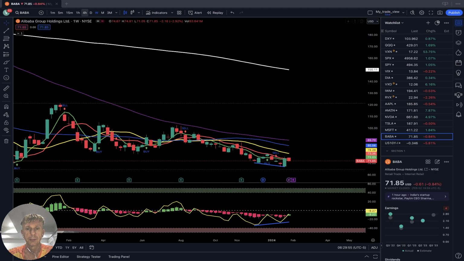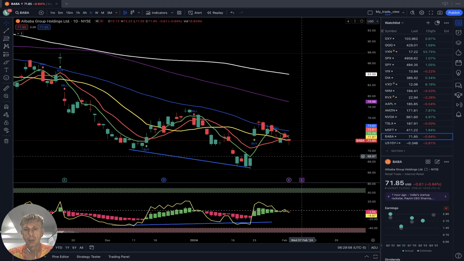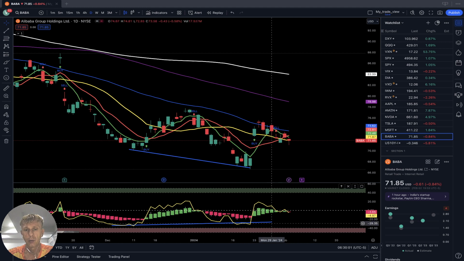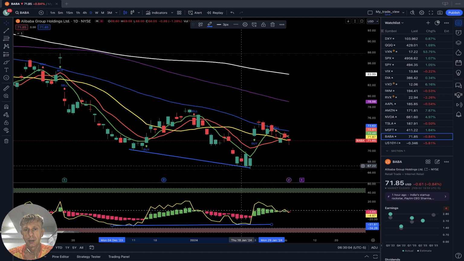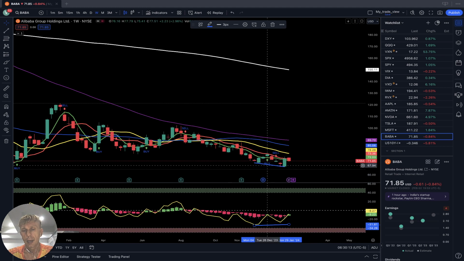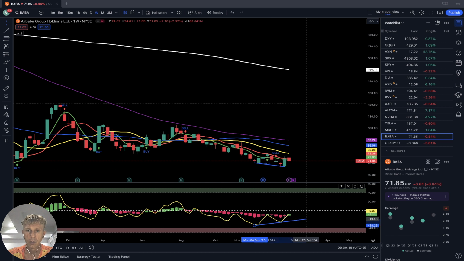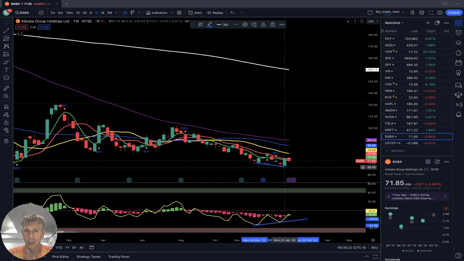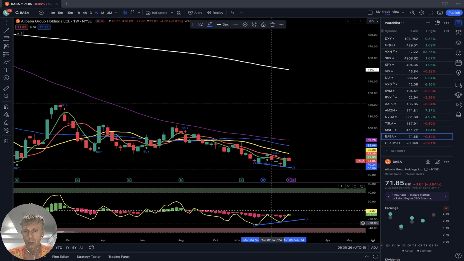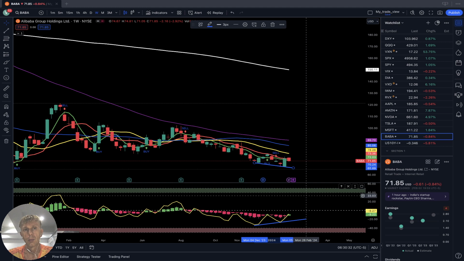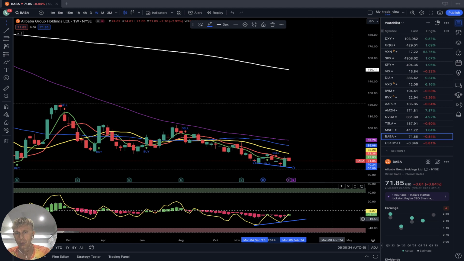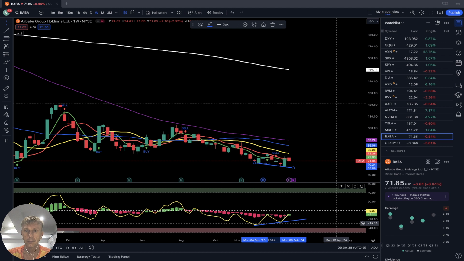BABA, Alibaba Group. Let's start with the daily time frame. Still bearish trend. It had bullish divergence, but after the bull run, it did a bearish reversal again. Still wants to go bearish on daily. Weekly time frame: still kind of a bearish trend, right? But it has bullish divergence. On weekly, you see price action is bearish, but RSI has bullish divergence. It wants to bounce, it wants to go bullish. BABA is very negative, very oversold, but it wants to go bullish.